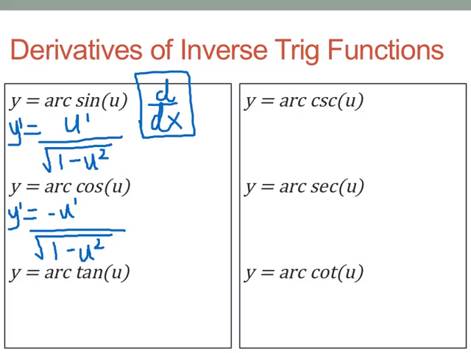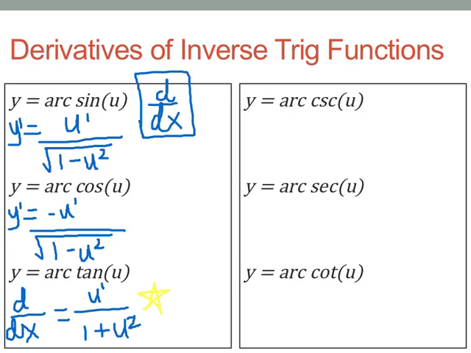Okay, for arc tangent, the derivative with respect to x, I'm switching my notation, is equal to the derivative of u with respect to x, but I'll just write u prime, the derivative of u, over 1 plus u squared. And you'll notice from the activity we were working on that this is what is going to help you do problem number 7 on the u substitution activity.